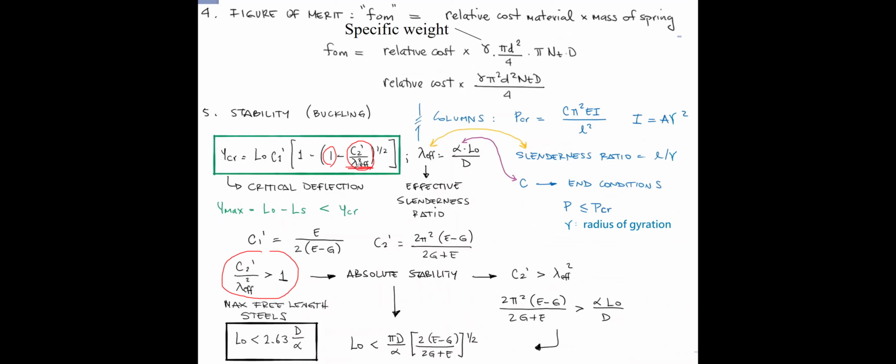This term is greater than 1. It can represent the stability, which is the absolute stability. Okay, so this is the condition for absolute stability. That means C2 prime has to be greater than lambda EFF squared. So if this condition is reached, that means this spring is absolutely stable.